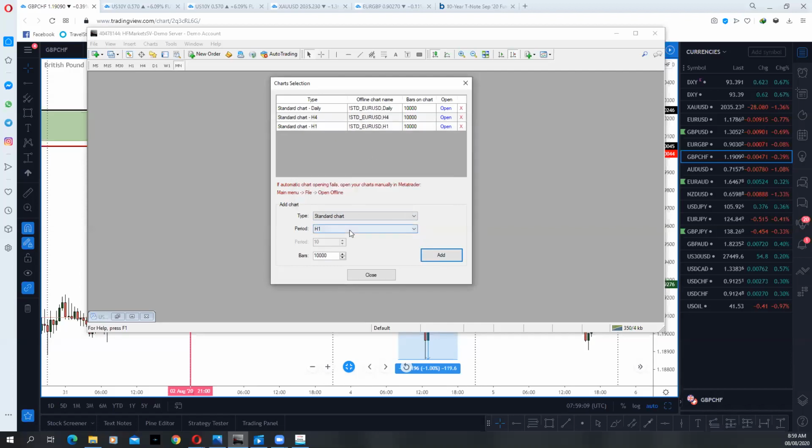Because unlike your normal MT4 where you can move from one time frame to the other, when you're using this, you cannot step between time frames. Once you're on 30 minutes, you're on 30 minutes. Once you're on 1 hour, you're on 1 hour. So once you've done that, you click open.